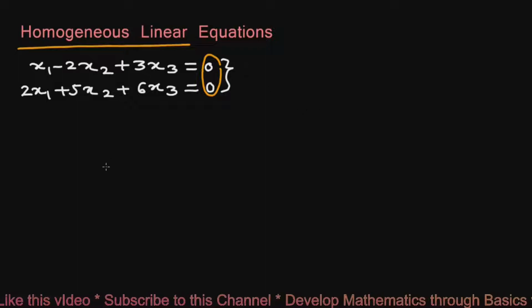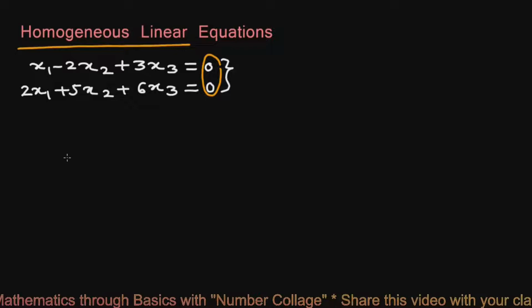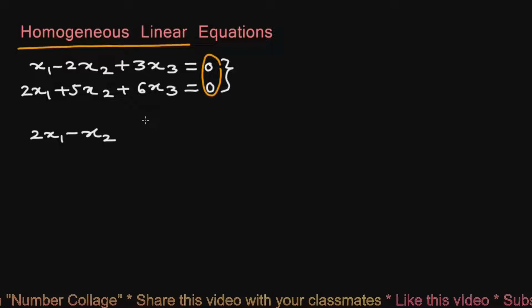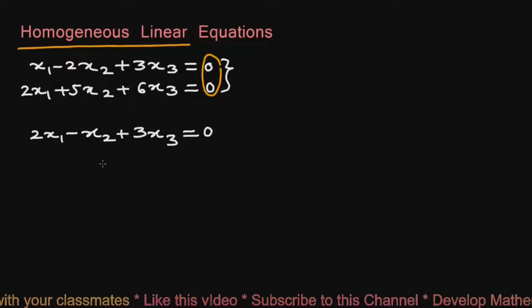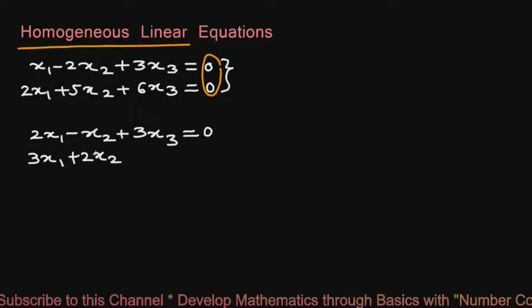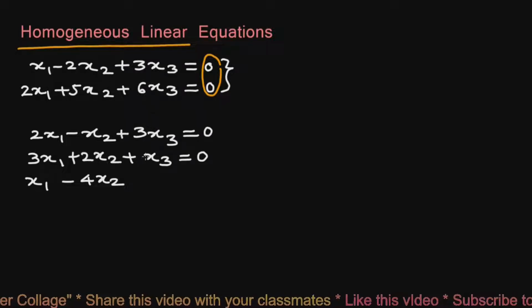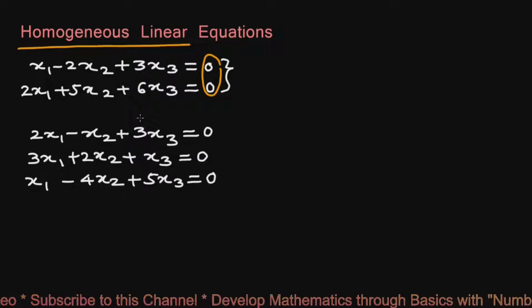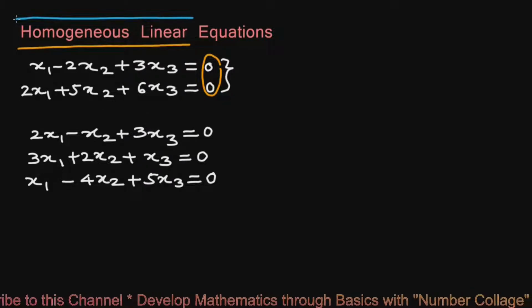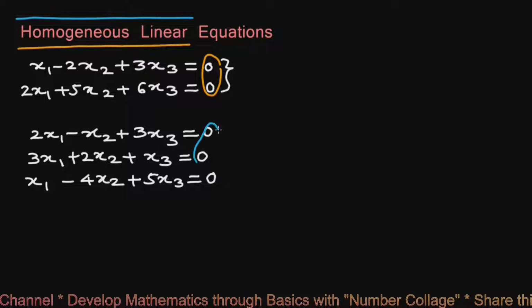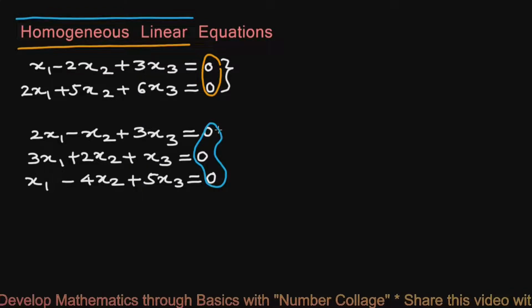Similarly, linear equations 2x1 minus x2 plus 3x3 equals 0 and 3x1 plus 2x2 plus x3 equals 0, x1 minus 4x2 plus 5x3 equals 0 are also homogeneous linear equations because their right side is all zeros.